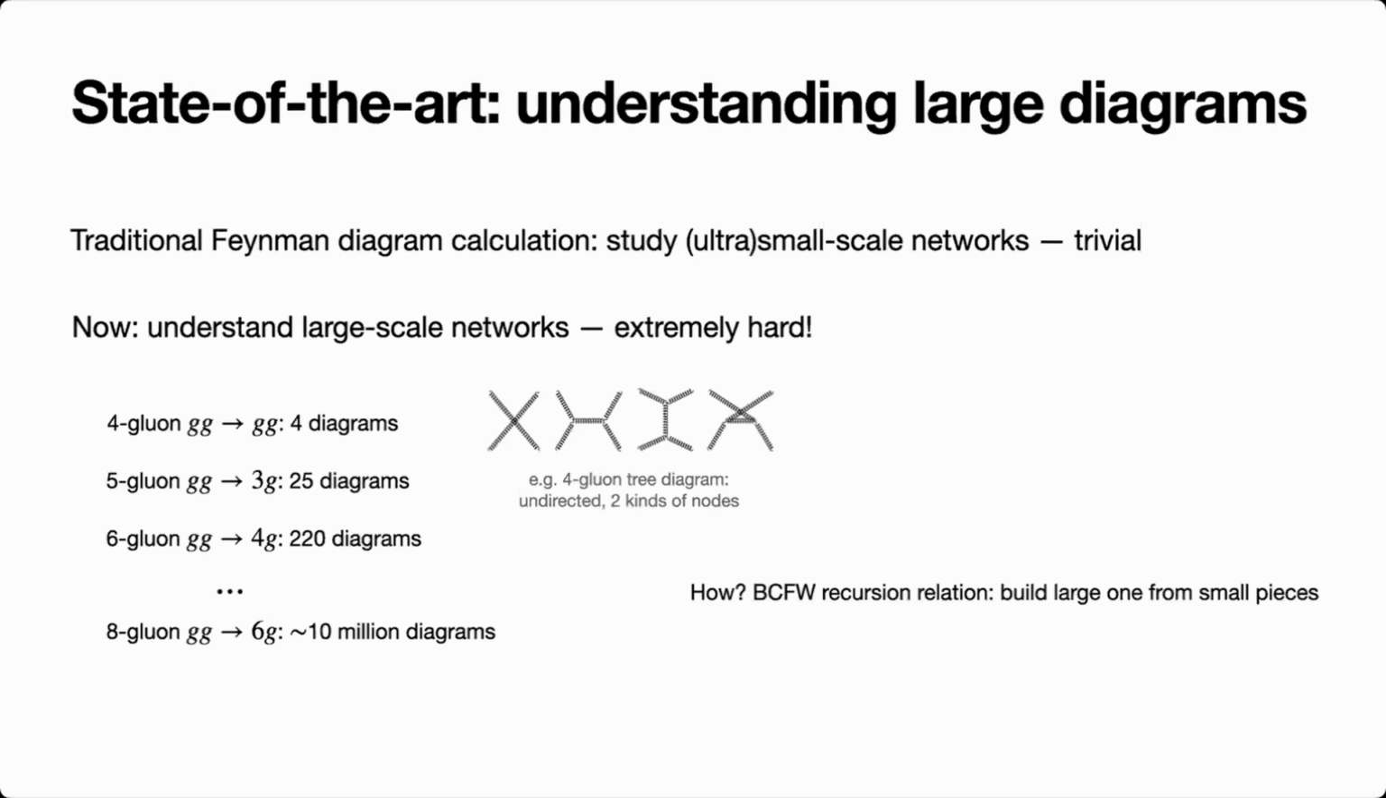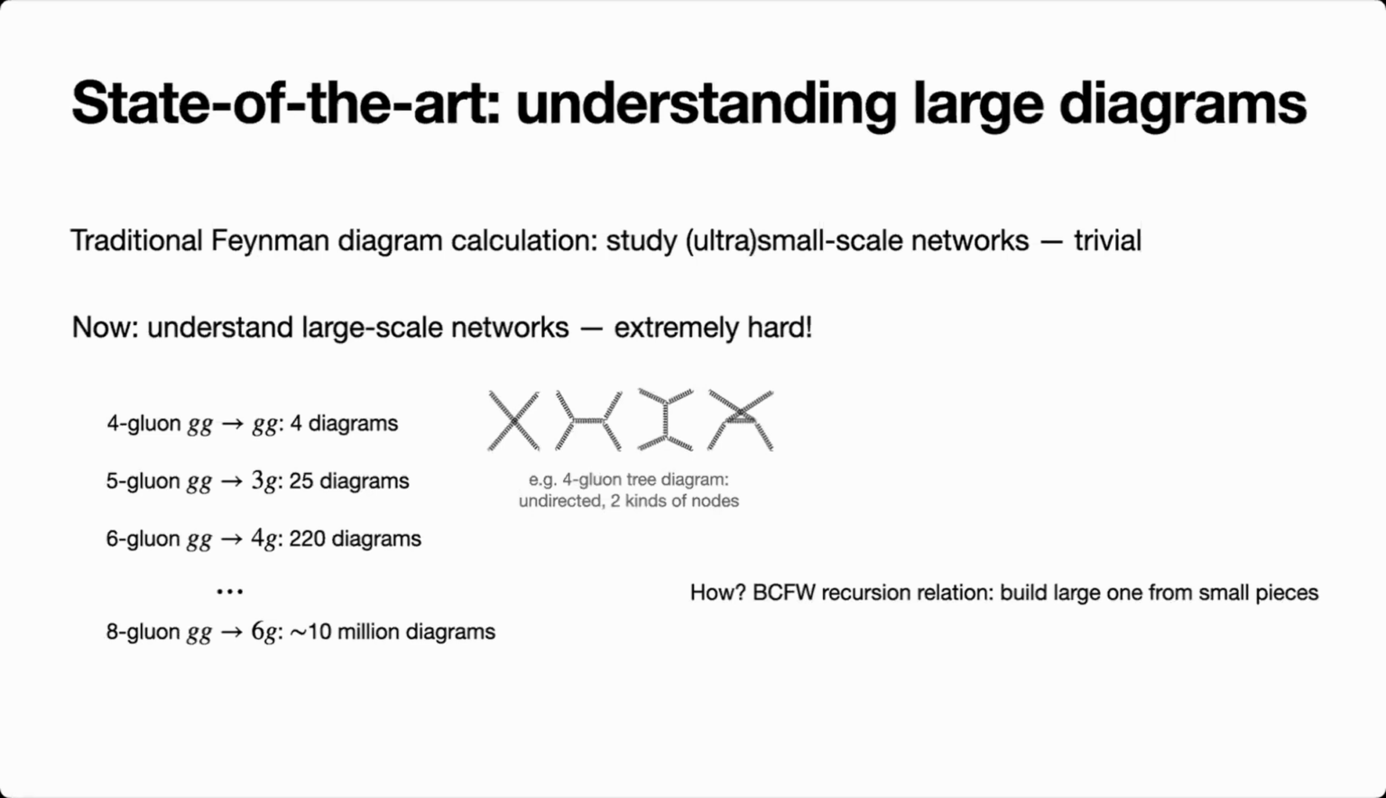For example, a 4-gluon process, GG to GG, can have 4 different diagrams at tree level, and a 5-gluon process can have 25. The number of different diagrams increases crazily when the number of external lines grows. For example, a typical 8-gluon process can have millions of different diagrams.